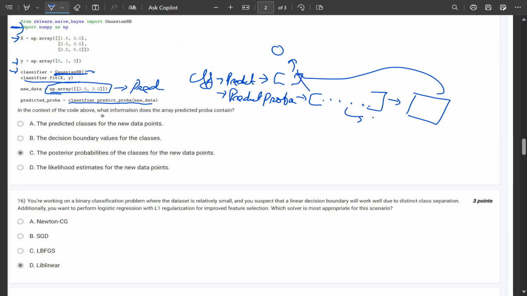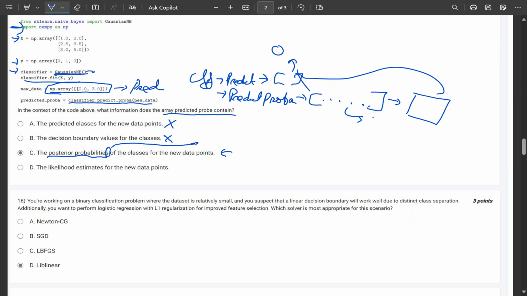And in the context of the above code, what information does the array predict_proba contain? The predicted classes for new data points? No, this is for the predict function. The boundary of values for the classes? No, Gaussian naive Bayes will not do that. It is just a simple probability-based algorithm. The posterior probability of classes for new data points? Yes. So it says posterior probabilities, right?